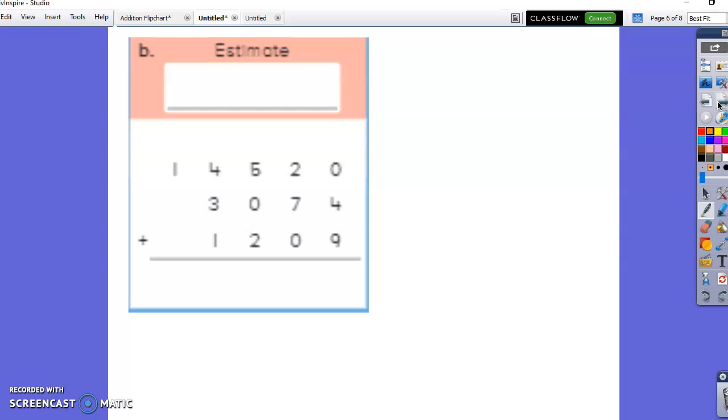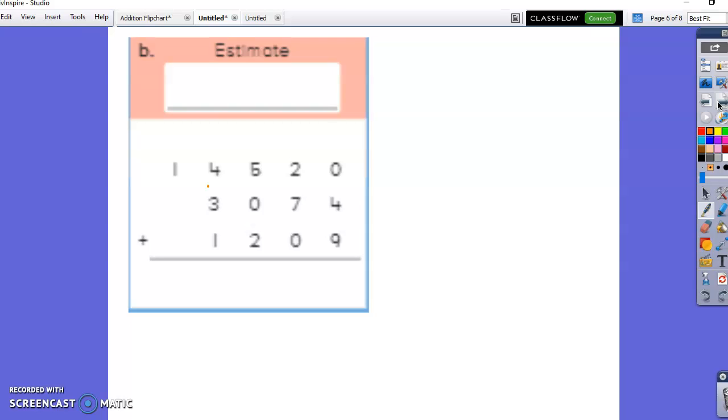So here is the example on this one. We have 14,520. And then I have 3,074. And then I have 1,200. Now I notice that all three of these numbers have at least a place value up to the 1,000. So I'm going to round them all to the nearest 1,000.